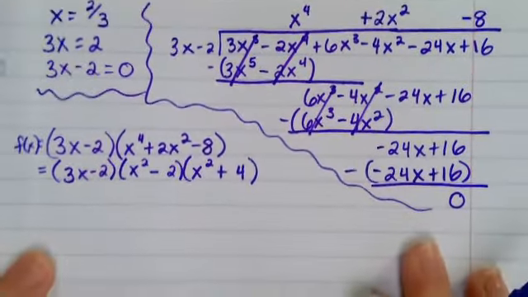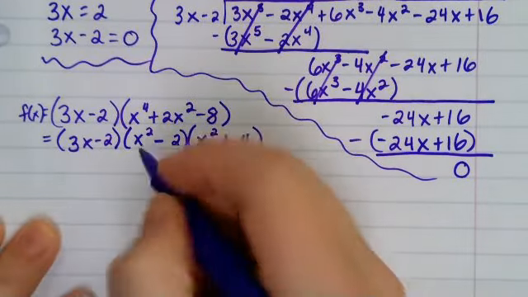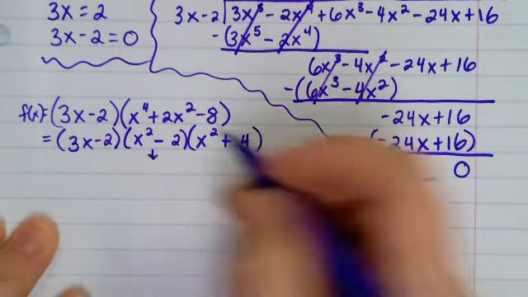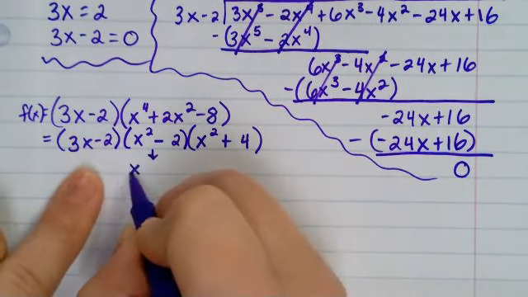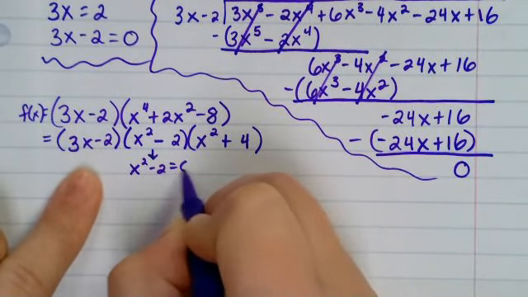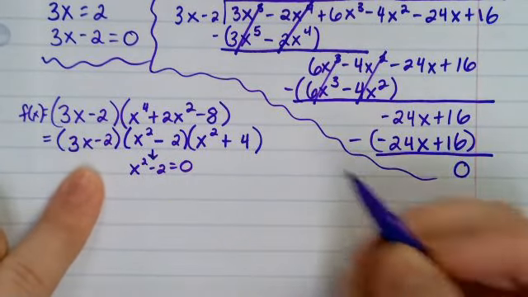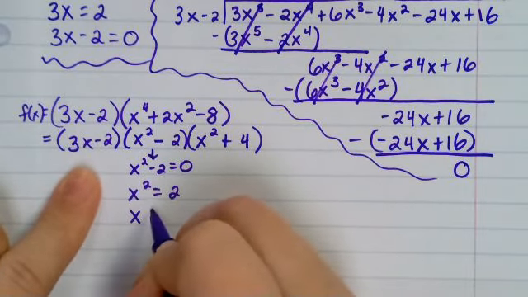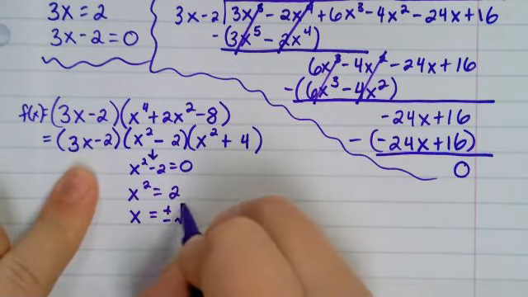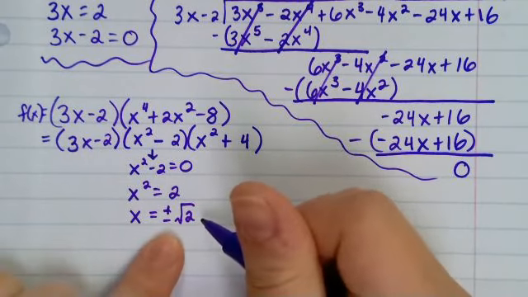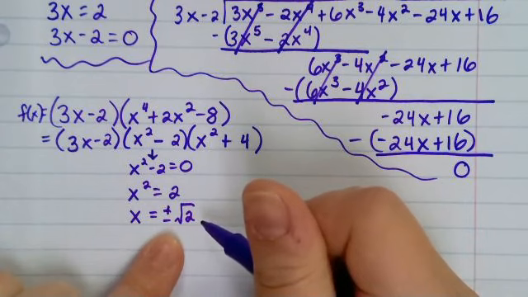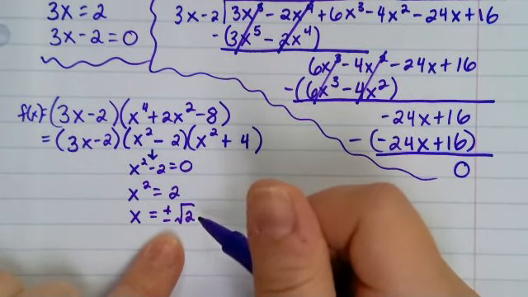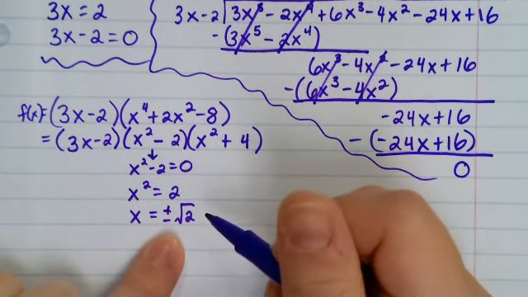Let me show you. Okay, let's break this up. If I take this factor, x squared minus 2, and solve that for 0, then I would have x squared equals 2, x equals plus or minus the square root of 2. Although this is irrational, it is actually real. So that's okay to use as factors.